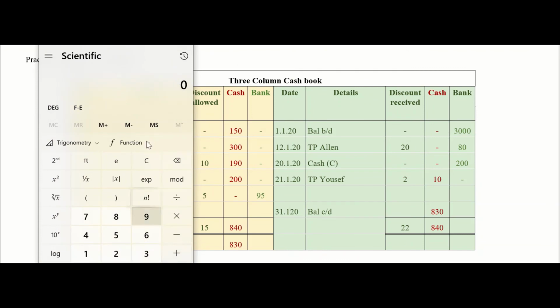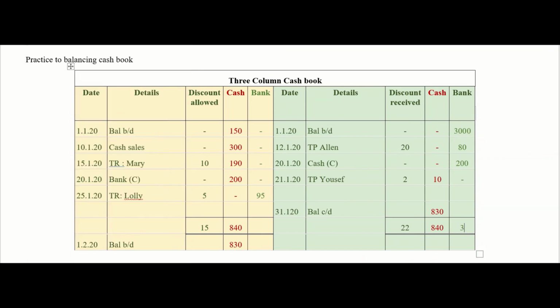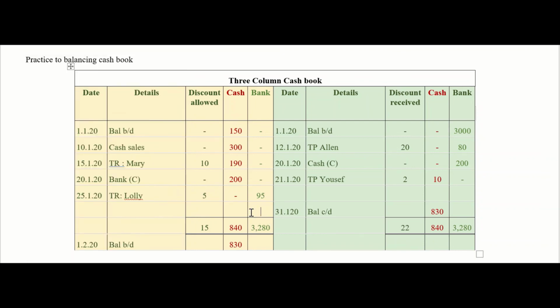So let's take the addition of the credit side. So it's 3000 plus 80 plus 200 gives you 3280. So let's write 3280 over here as well as 3280 over here. Find the difference between 3280 and the total of the debit side, which is only 95 over here. So it's 3185. End of the month date, balance carried down, go all the way to the opposite side, 1st of Feb 20, balance brought down and enter the amount in the bank column 3185.